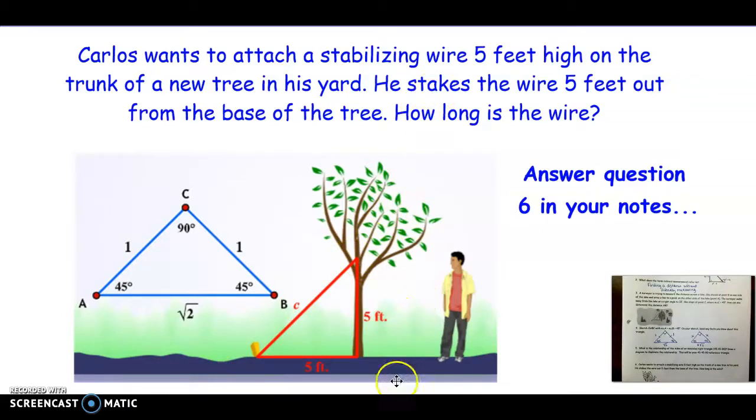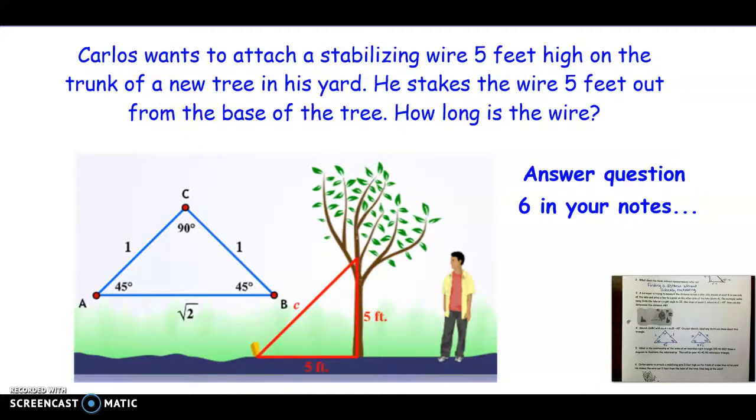He's staking the wire 5 feet out from the base of the tree too. So he created 5 feet up the tree, 5 feet away from the tree, and that's where his wire is being attached. So we want to know how long is the wire. Well, we get to apply what we just learned, which was the 45-45-90 triangle, simply because we know these two legs are both 5 feet.